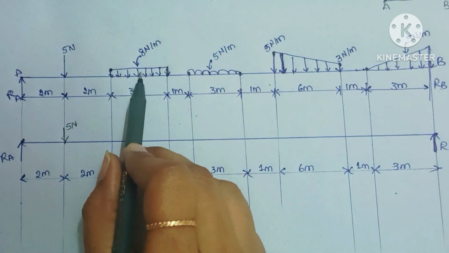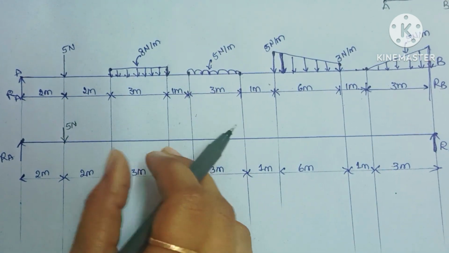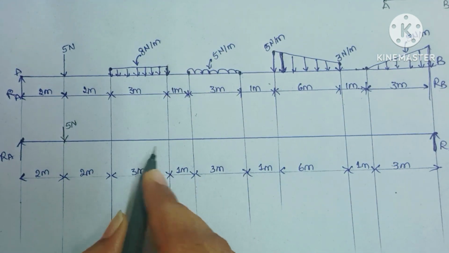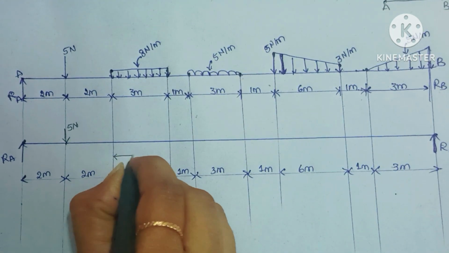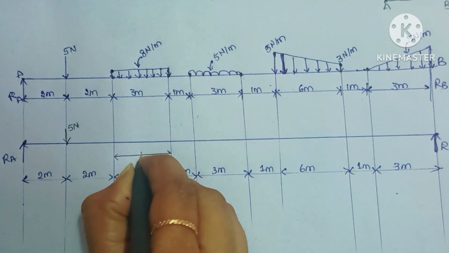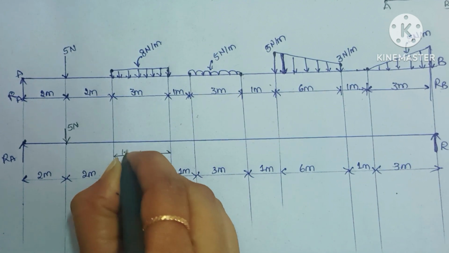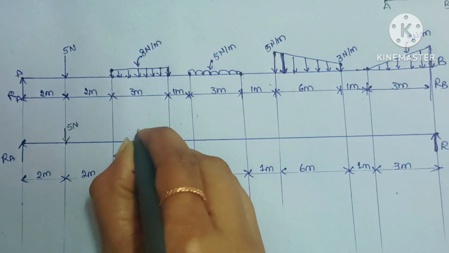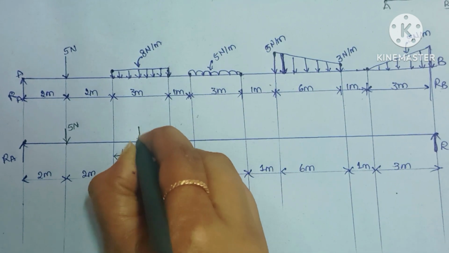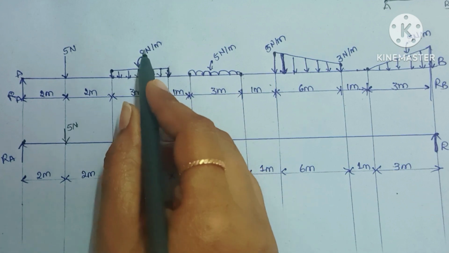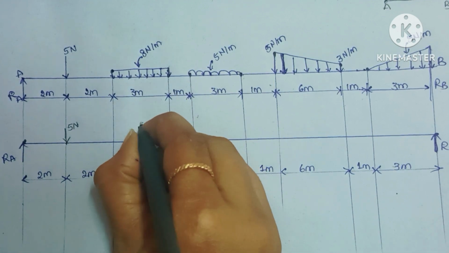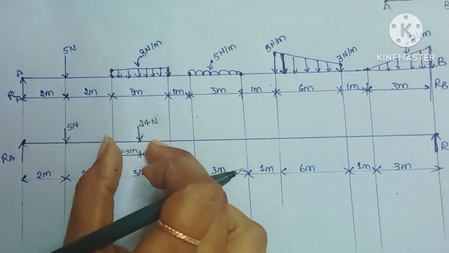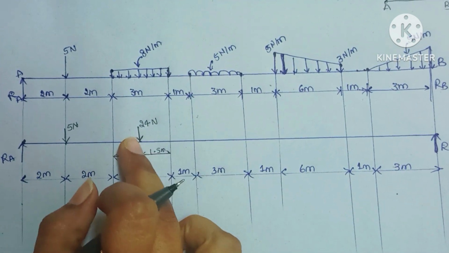The load acts at the center of this span. The center of 3 meters is 1.5 meters. So at this center, 1.5 meters from this side, this is also 1.5 meters, at the midpoint the load will act. The load is 8 into 3, that is 24 newtons. So this much load is acting here.